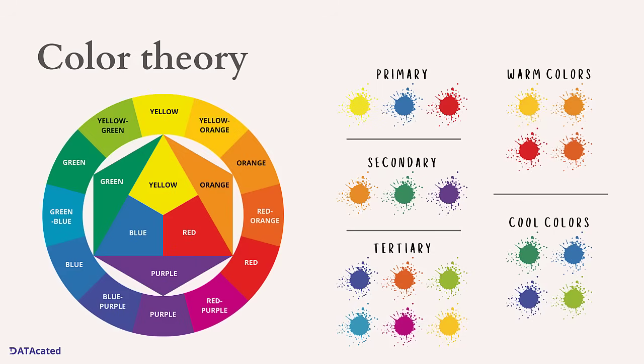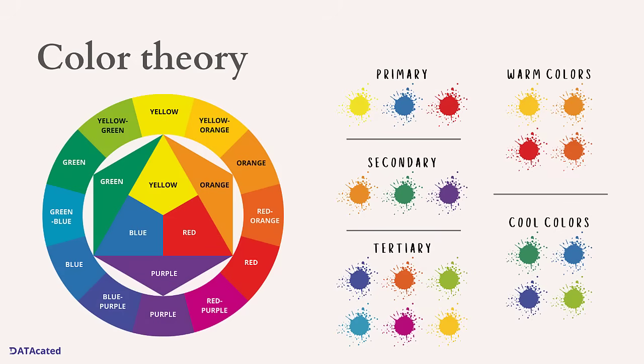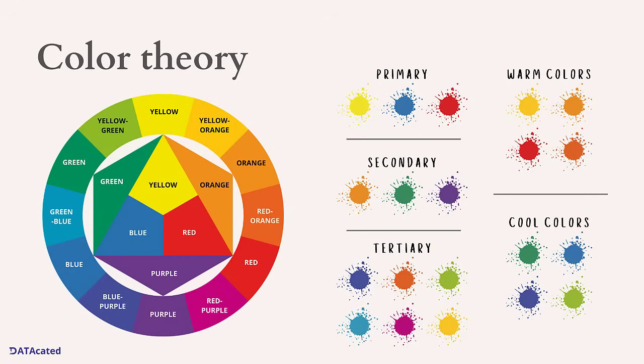The tertiary colors are created by mixing a primary and secondary color, and they include colors such as yellow-green and blue-purple. We can further break down the color wheel into warm and cool colors. Warm colors such as red, orange, and yellow are often associated with emotions such as passion, excitement, and energy. Cool colors, on the other hand, such as blue, green, and purple, are often associated with emotions such as calm, serenity, and intelligence. In data visualization and design, warm colors are often used to draw attention and create a sense of excitement, while the cool colors are used to create a sense of calm and professionalism.